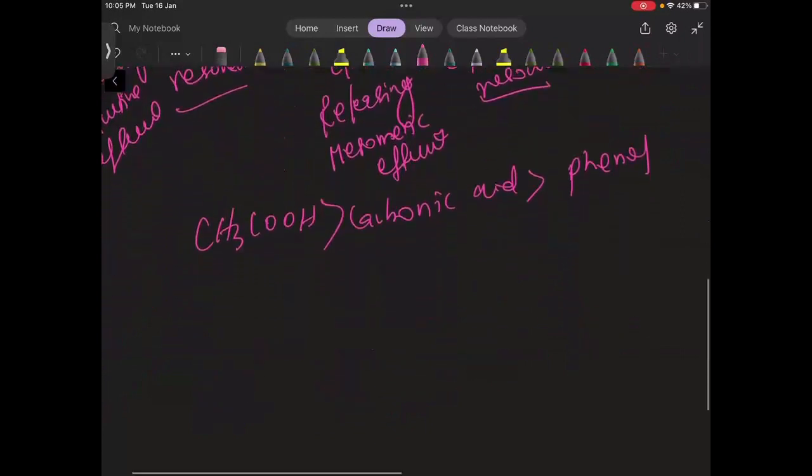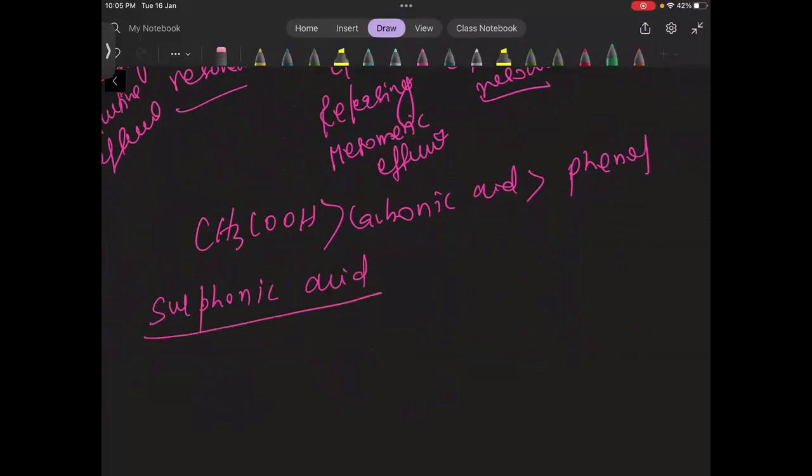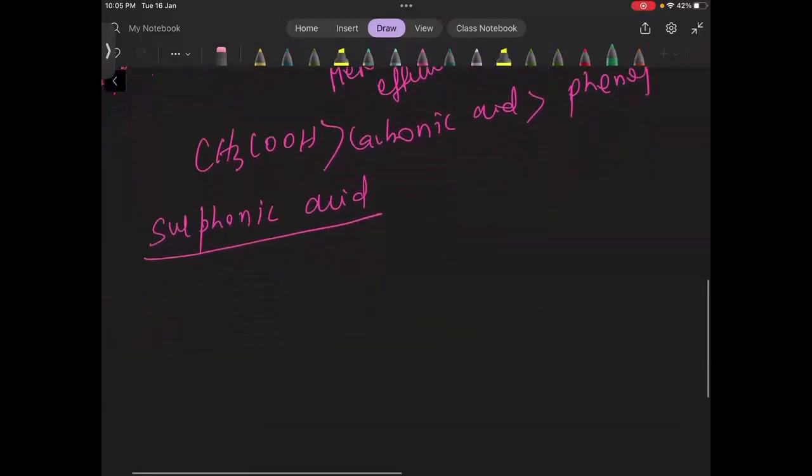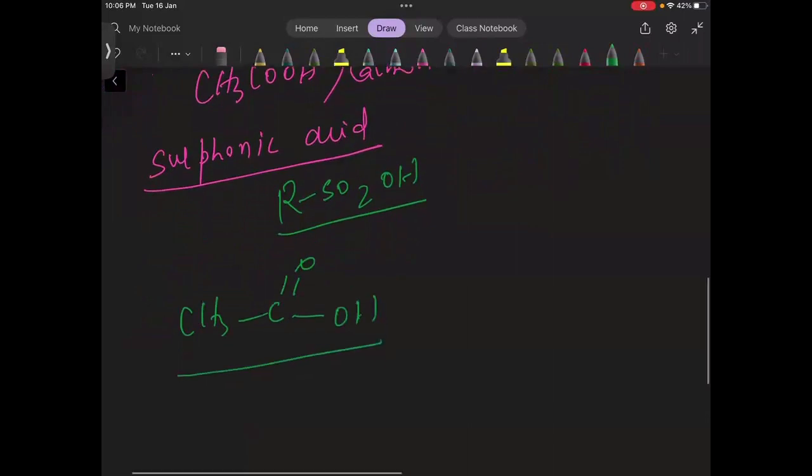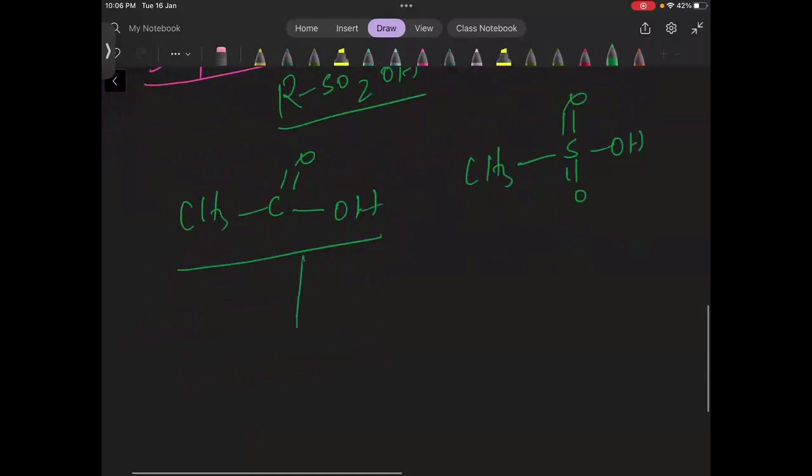Now we talk about sulphonic acid. Let's see that sulphonic acid is a very strong acid, very strong acid strength. Why am I telling you this about sulphonic acid, RSO2OH? Let me draw the structure. Methyl C double bond O OH is the acid, and with respect to sulphonic acid, CH3 S double bond O OH. If one hydrogen is released here, then CH3 C double bond O minus. Students, why do I release one hydrogen?